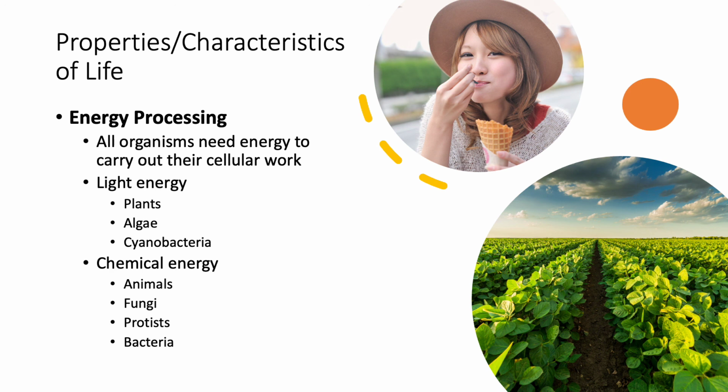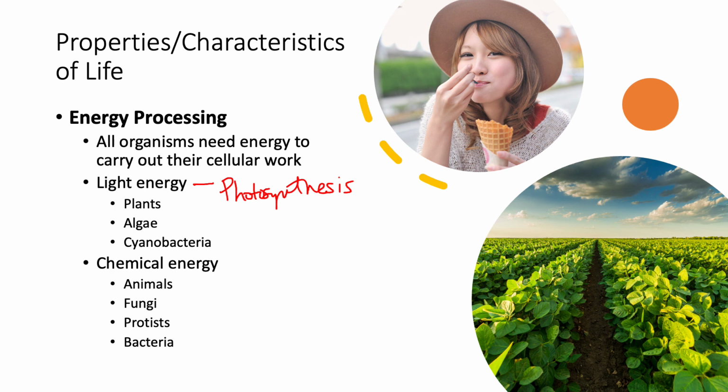There's a couple of different ways that cells can do that, and the first is using just sunlight or light energy. This process is called photosynthesis. As we go through the semester, we'll talk about this more and more. We think about plants primarily carrying this out, but algae can also photosynthesize, and there are some bacteria called cyanobacteria that do this.